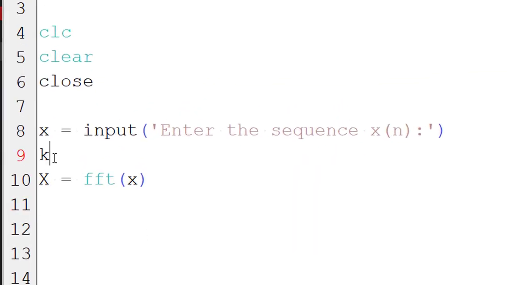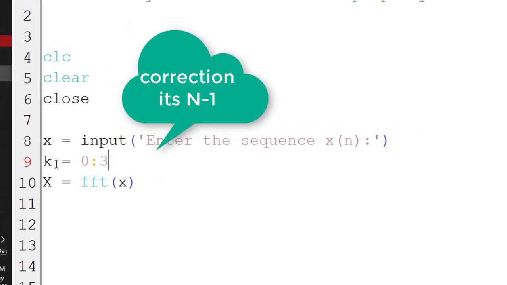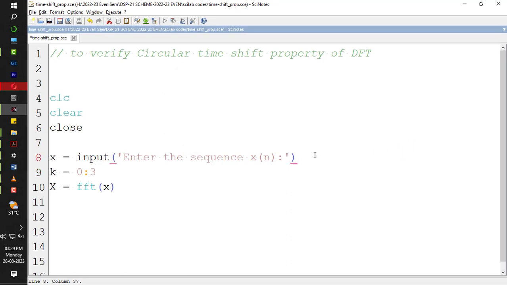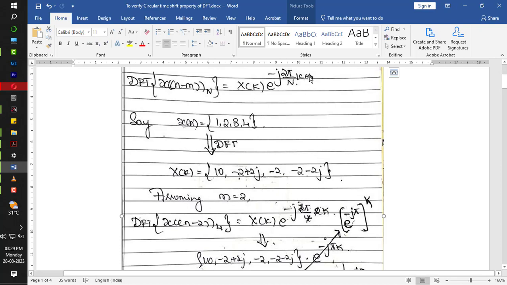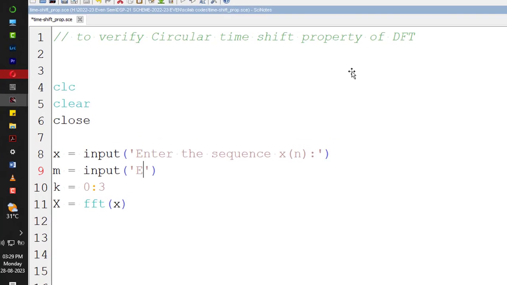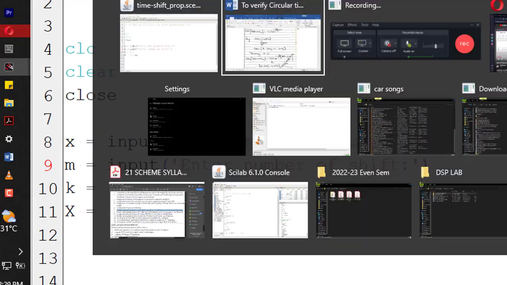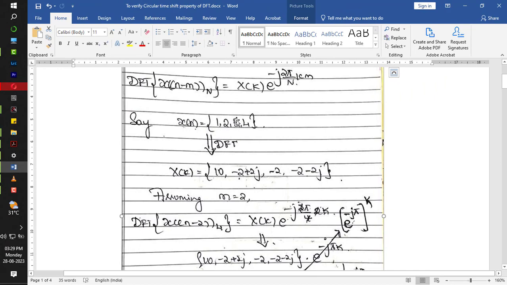So we'll define k now. K starts from 0 and ends at 3. Now I have to read the shift. So I'll take the shift in m, since in our statement we have m, I'll put it in m itself. M is equal to input. We shall read the number of shift also. Enter number of shift. Okay, so we have this sequence, we read M also, right?